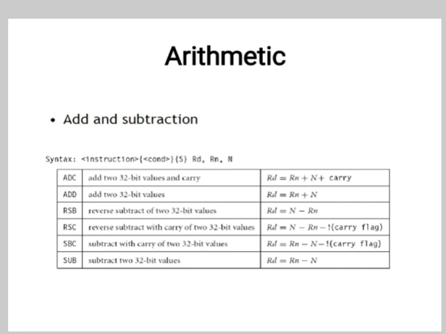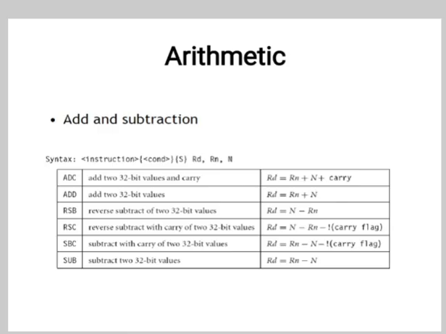Here the syntax is given, in which we have considered two registers Rd and Rn and N, or we can say any register R. First Rd is the destination, Rn is operand 1 and N is operand 2. So the first instruction ADC, that is, add 32-bit value and carry, the answer will go into the destination register. Here the destination register is Rd, so it is equal to Rn plus N plus carry.